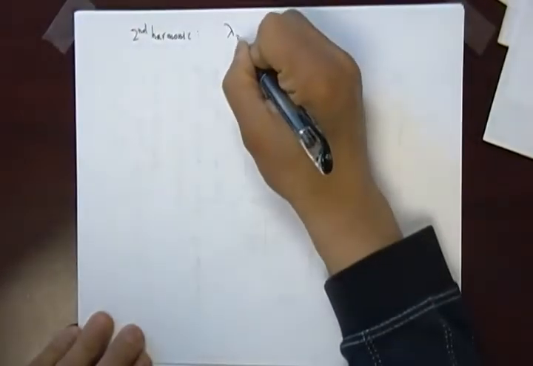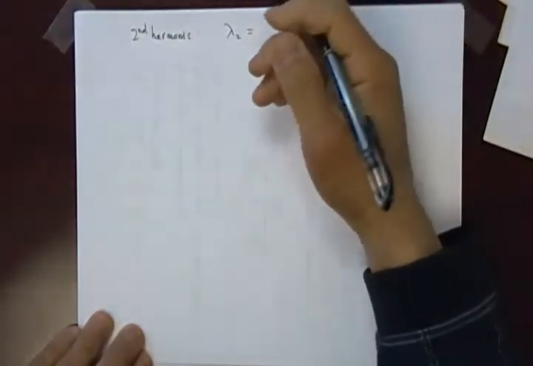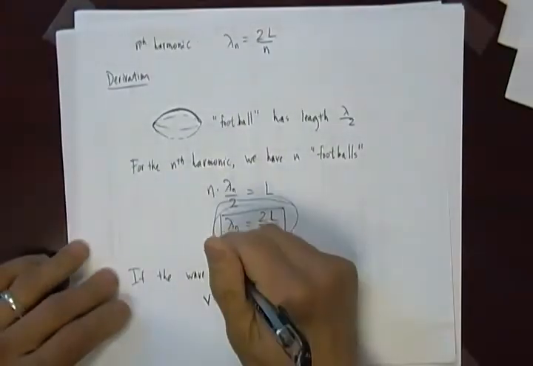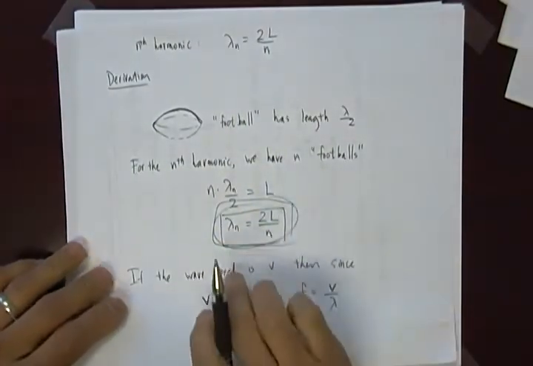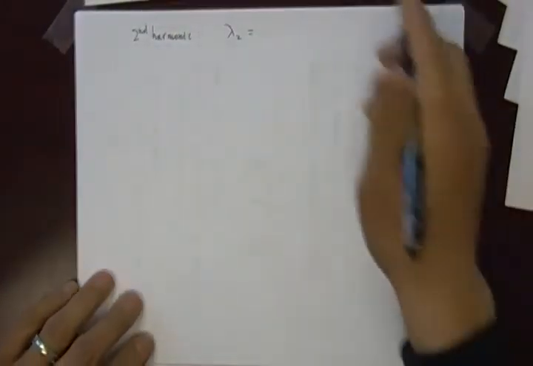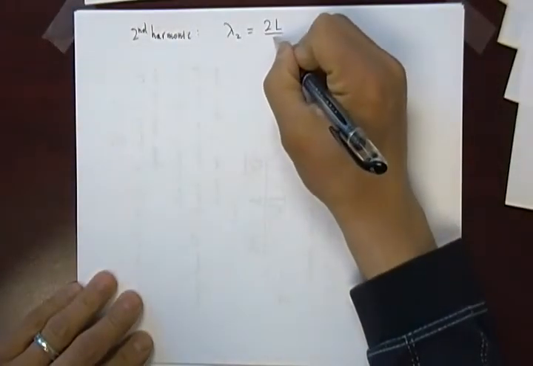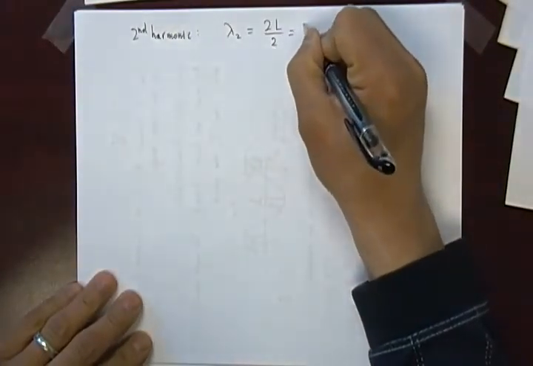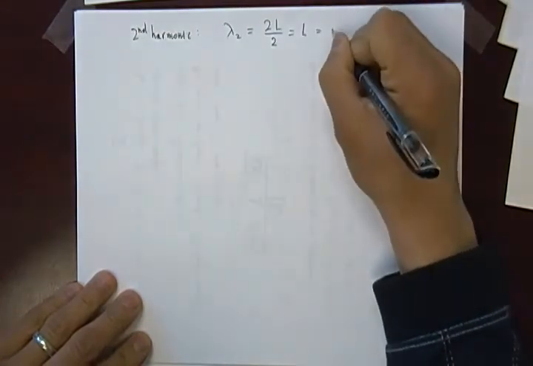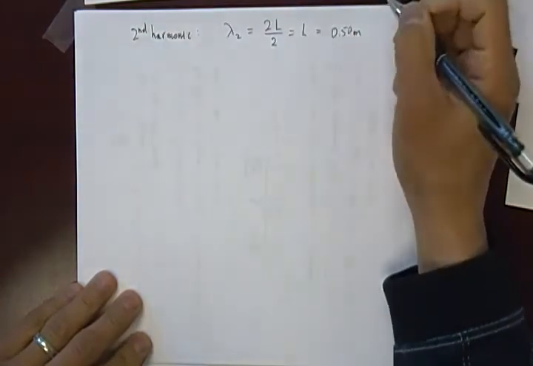Okay, so let's try to use what we just learned. We said that the wavelength for the nth harmonic is 2L over n. So let's do it for the second harmonic. It's 2L divided by n, which is 2, so that's equal to L. And we know what L is, that's 0.5 meters.